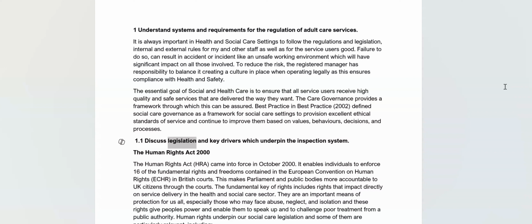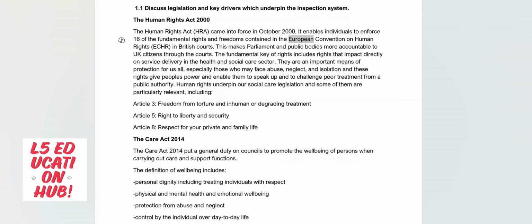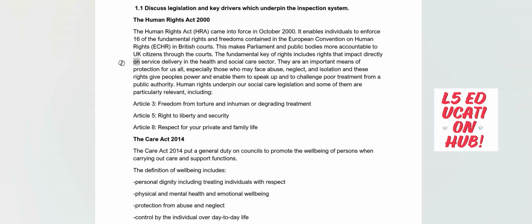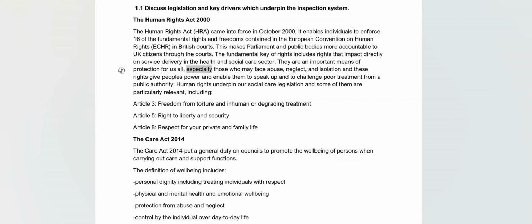1.1 Discuss legislation and key drivers which underpin the inspection system. The Human Rights Act 2000. The Human Rights Act, HRA, came into force in October 2000. It enables individuals to enforce 16 of the fundamental rights and freedoms contained in the European Convention on Human Rights, ECHR, in British courts. This makes Parliament and public bodies more accountable to UK citizens through the courts. The fundamental key rights include rights that impact directly on service delivery in the health and social care sector. They are an important means of protection for us all, especially those who may face abuse, neglect, and isolation, and these rights give people power and enable them to speak up and to challenge poor treatment from a public authority.